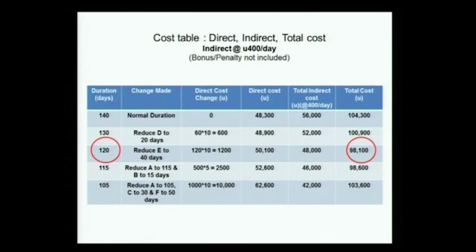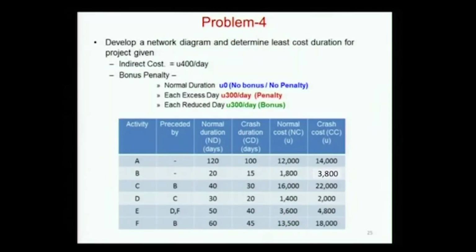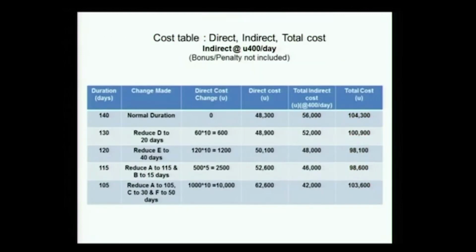So now what happens? Remember, bonus and penalty applies if it's delayed or if it's done ahead of time. How much did we say the bonus and penalty was? 300 per day. Now can you do the calculation? Can you add the bonus and penalty to this and see how the results would differ?